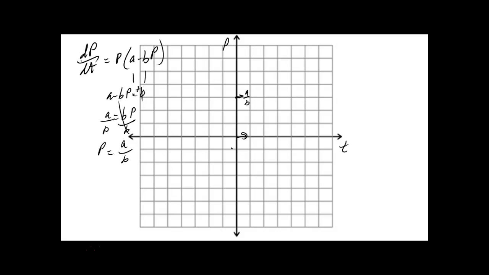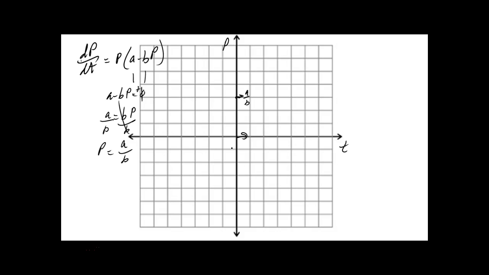Something greater than A over B. No, wait, yeah. If P is between 0 and A over B, say A over 2B would be right in here, wouldn't it? A over 2B would be right here, right? So let's pick that point. P equals A over 2B.